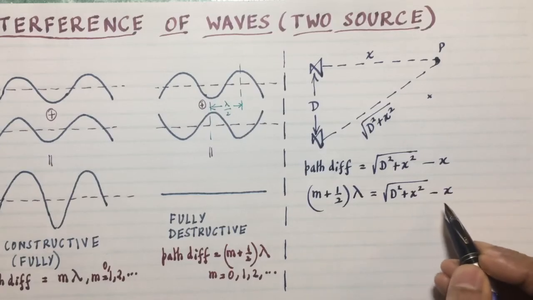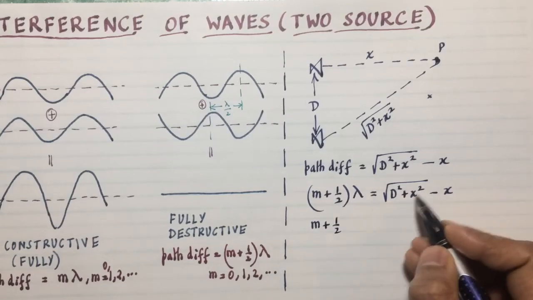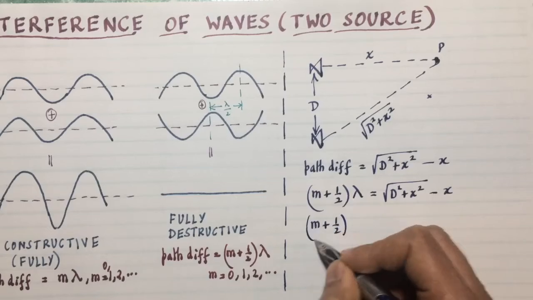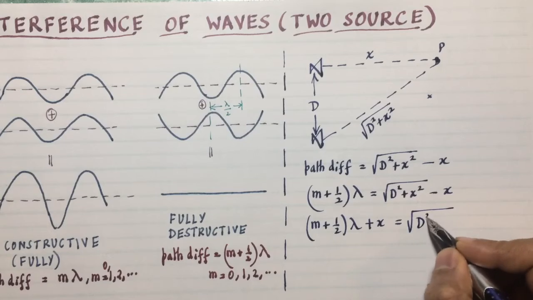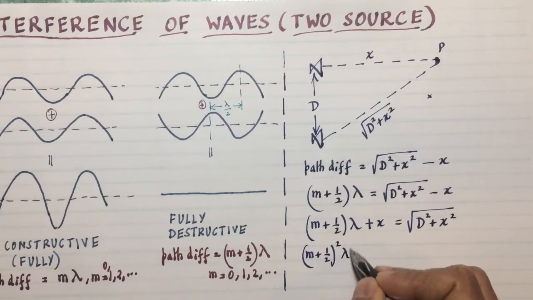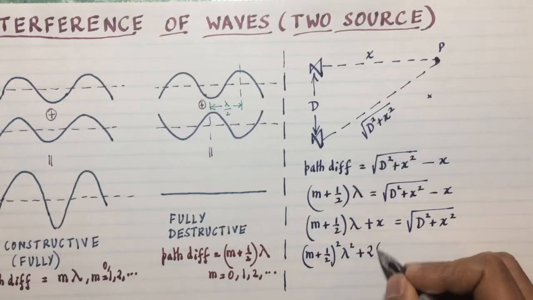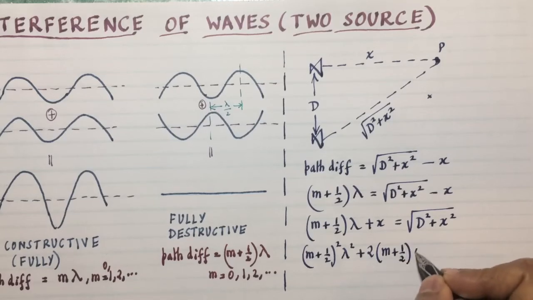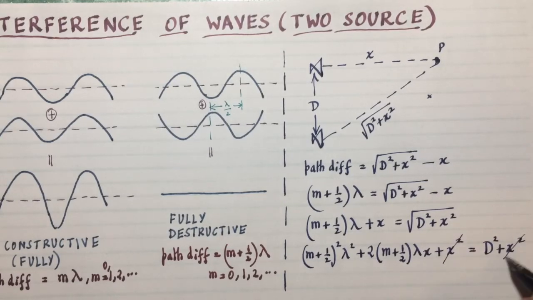Now if you want to solve for x, the best bet is to bring the x over to this side. Otherwise, each time you take the square, you keep getting the square root back, and that will not be a good thing. So bring the x to this side first, and then go about squaring both sides. Now if you square both sides, here I'm going to get (m plus a half) squared lambda squared. That's (a plus b) squared, so that's a squared plus 2ab plus b squared. So that's 2 times (m plus a half) lambda x plus b squared. And here I just get rid of the square root sign. You observe that the x squareds simply cancel out.